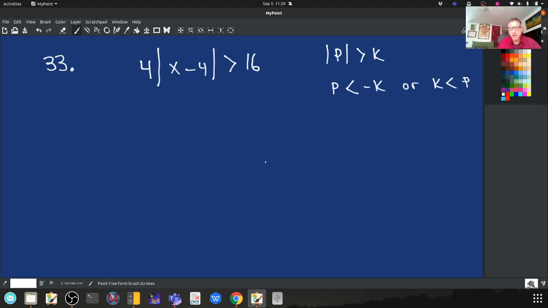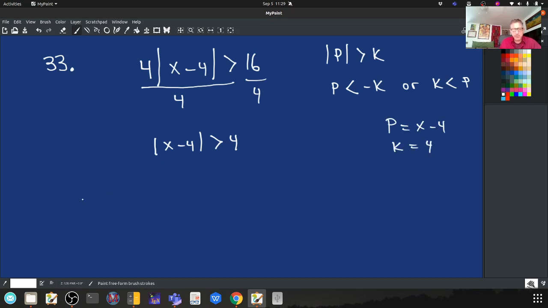So that's the number line. You'll have to go back. So I want to get it in this form. P in this case is an algebraic expression. In this case, it's a polynomial, x minus 4. So 4 times some positive number is greater than 16. What I'm going to do is divide both sides by 4. I'm going to simplify it. So that gives me the absolute value of x minus 4 is greater than 4. So now my p is equal to x minus 4. So p in this case is x minus 4, and my k is equal to 4.